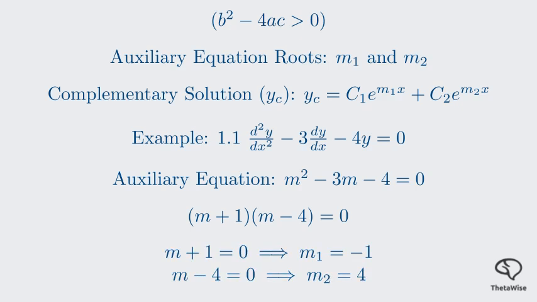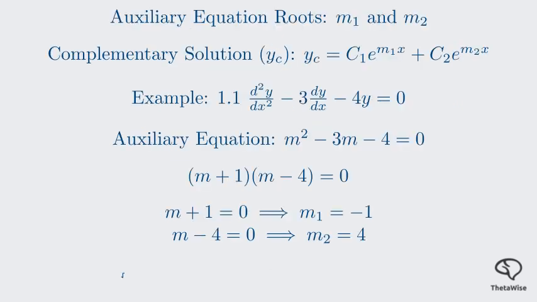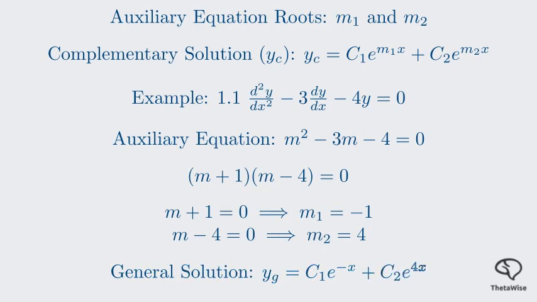Now we can write down our general solution, which in this case is the complementary solution since the equation is homogeneous. Using our formula, the general solution is c1 times e to the power of -x plus c2 times e to the power of 4x. And that's our complete answer for this problem.